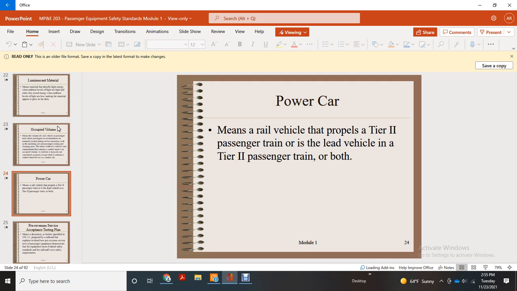Power car means the rail vehicle that propels the passenger train, is the lead vehicle in the passenger train, or both.